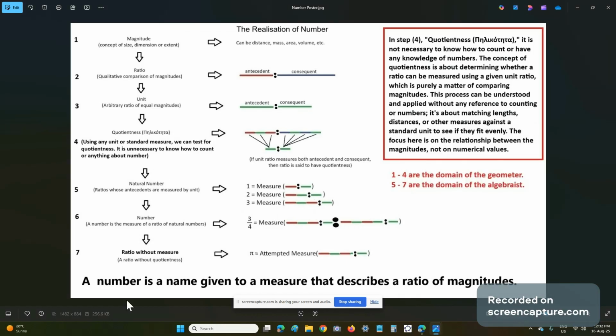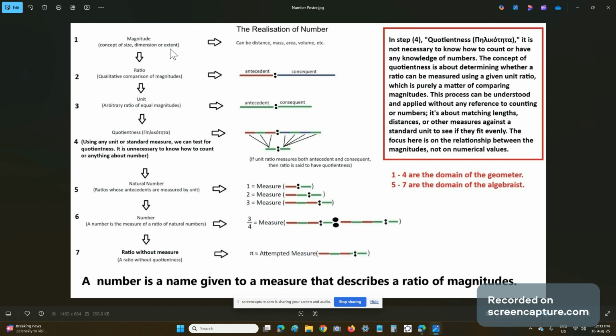Now, a number is a name, just to summarize, that is given to a measure that describes a ratio of magnitudes with quotientness. So the first step says, look, you need something that refers to size, and that's what magnitude does. The Greek word is megathos. It refers to the concept of size, it could be dimension, extent, etc. It's not a number. Not a number. It refers to size, mass, area, volume, density, whatever.